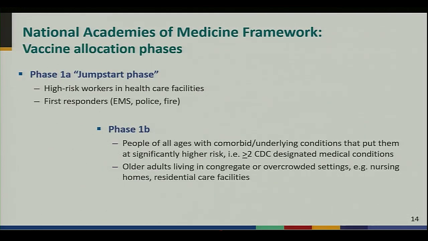Their vaccine allocation phases are listed here. Phase 1A, or a jumpstart phase, is listed as the high-risk workers in healthcare facilities and first responders. Phase 1B is people of all ages with underlying conditions that put them at significantly higher risk, defined as 2 or more CDC-designated medical conditions, and older adults living in congregate settings. Next slide.